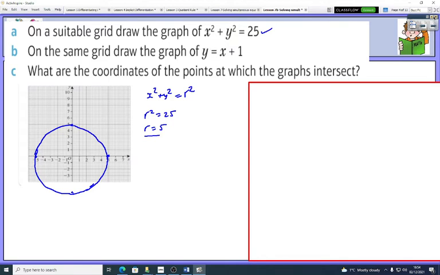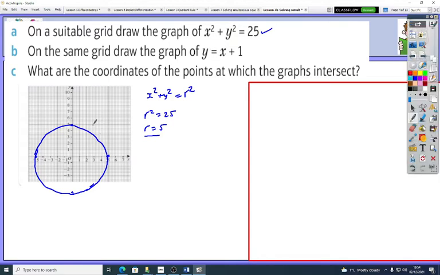So what we'll do is, I'll use a different colour here. Now the way to plot this is, you just make up a table. You've got x and y. And what you can do is make up some values, 0, 1, 2, 3, and then plug them in to get a y value. When x is 0, y will be 1, x is 1, y will be 2, x is 2, y will be 3, and x is 3, y will be 4.